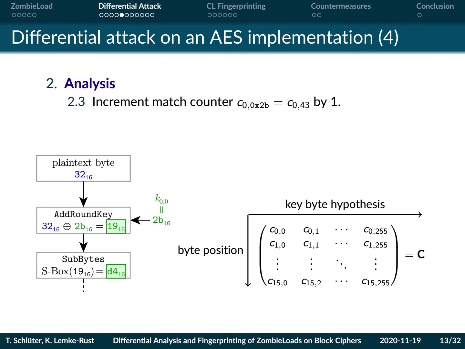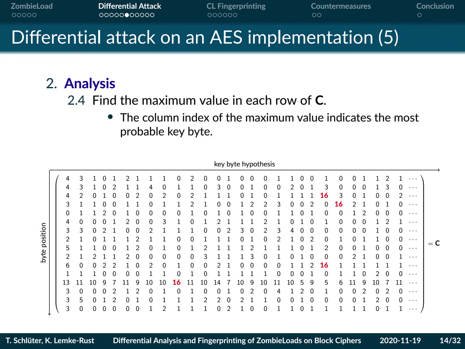So we have one column per key byte hypothesis, per possible value of this key byte, and one row for each byte position. And in this matrix, we store counters, and each counter says how many matches we observed for a combination of this byte position in the row and a specific key byte hypothesis value in the column. In reality, this matrix could look like this. I put the first few columns of such a matrix on the slides, and now we can go for each row and find the maximum value in this row. And the column index of this maximum value then indicates the most probable key byte hypothesis.